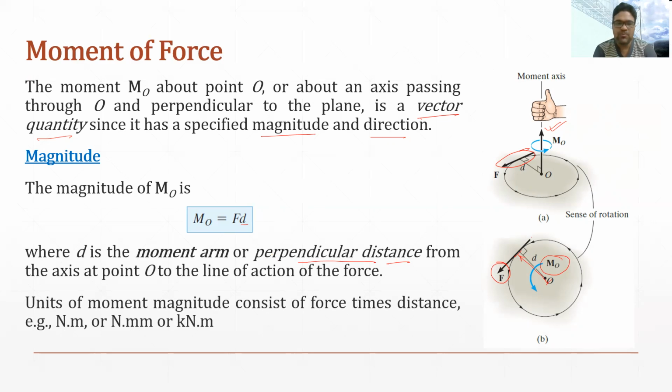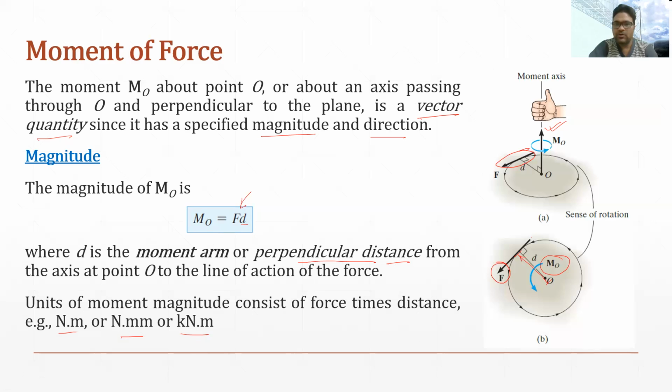And the unit of moment in this case would be the product of unit of force and unit of distance. So unit of force may be Newton, kilonewton. Okay. Similarly, the unit of distance can be centimeter, mm, or meter. So ultimately, the unit of moment will become Newton meter, or Newton mm, or Newton centimeter, or kilonewton meter, kilonewton mm. So we can have a lot of combinations depending on the case.